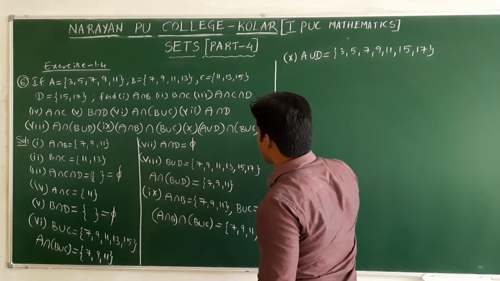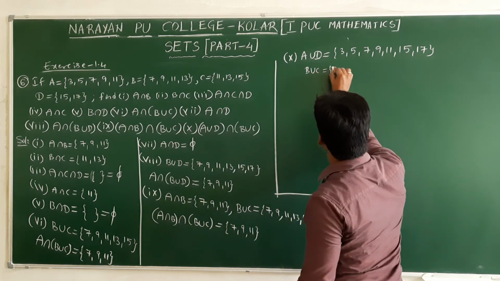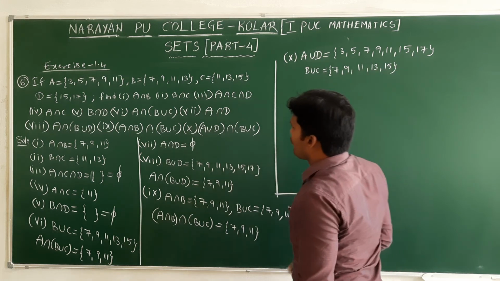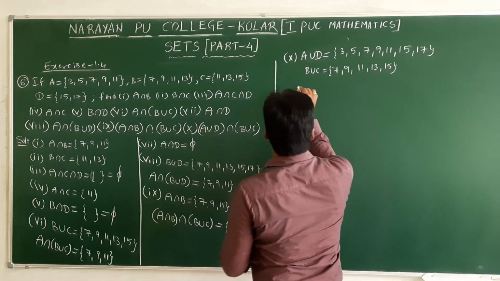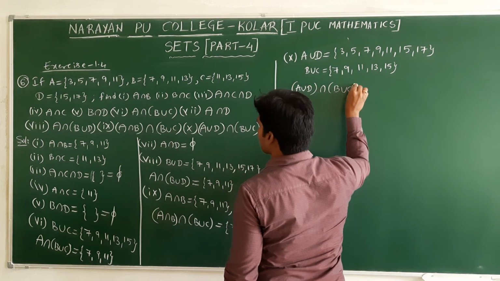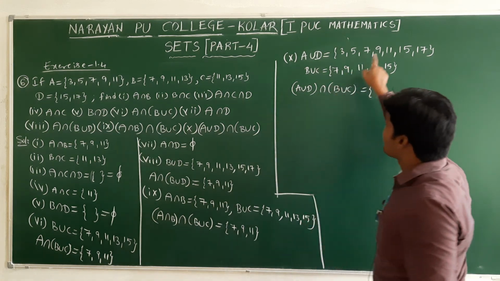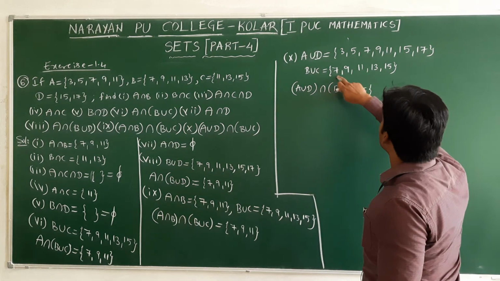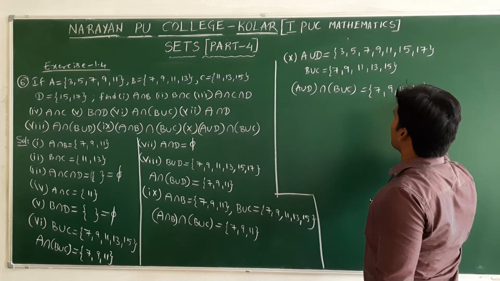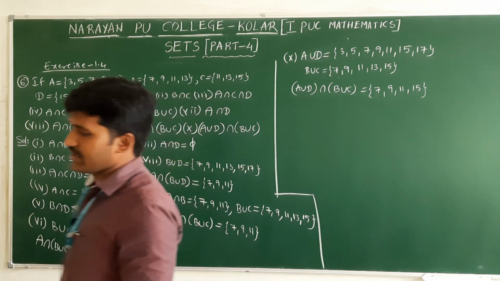Next, which one is required? B union C we already know: 7, 9, 11, 13, 15. For these two, we have to apply which operation? Intersection. A union D intersection B union C. We need to check the common elements only. Okay? 7 is there, yes. 9, 11, 15 only. 13 is not there. That's the simple way to find the intersection operation.